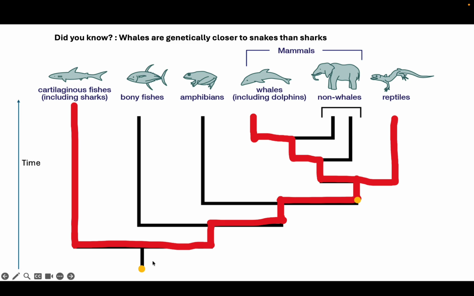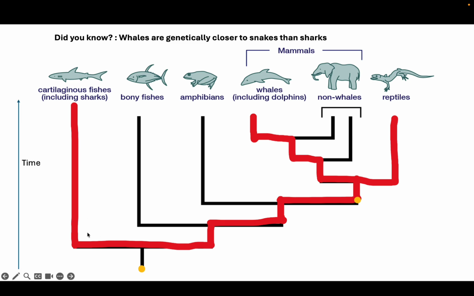So I'm not sure if any of you know this, but whales are actually genetically closer to snakes than sharks. And this is shown on the phylogenetic tree. So if you look at the branching points in yellow or orange, you can see how whales have a more recent common ancestor with snakes compared to sharks.